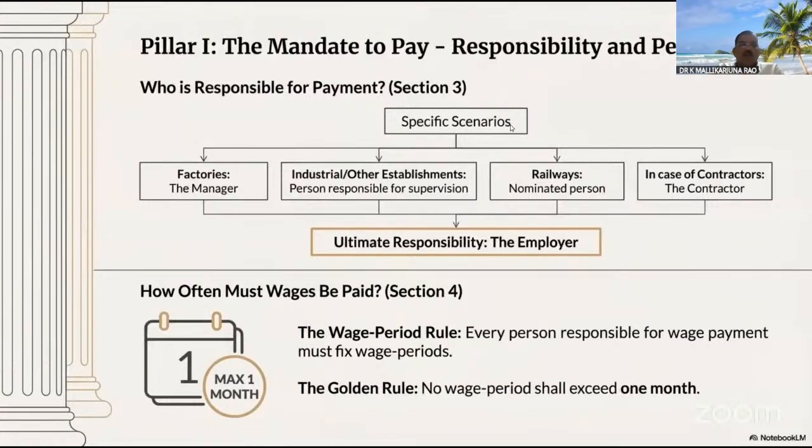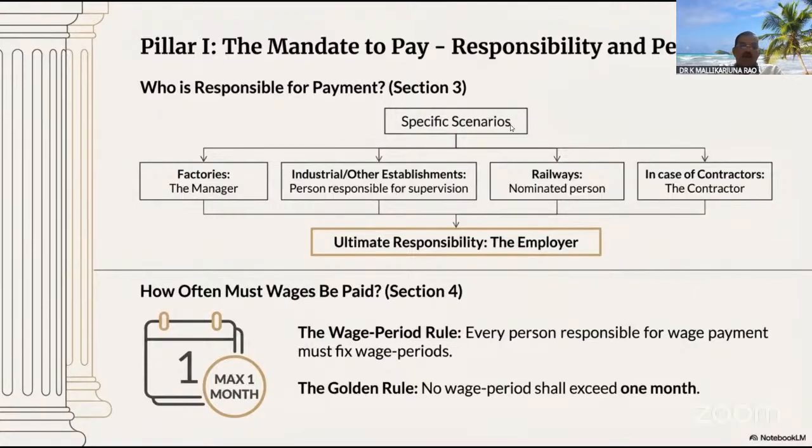As per this Act, who is the person responsible for payment? A specific scenario is given here. In factories, the manager is the disbursing officer and has to pay the wages. In industrial establishments, the person responsible for supervision of the work, nothing but HR, will decide. In the railways, a nominated person is the disbursing officer. In the case of a contractor, the contractor himself is the disbursing officer for payment of wages. And the ultimate responsibility lies with the employer in all cases. So the employer has to pay wages to employees.